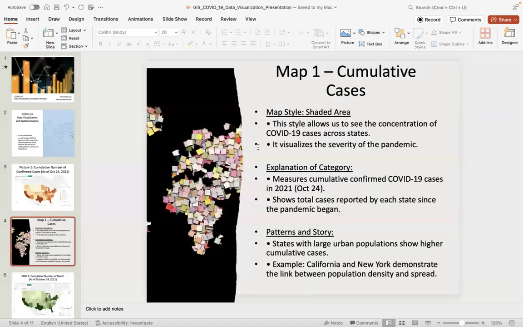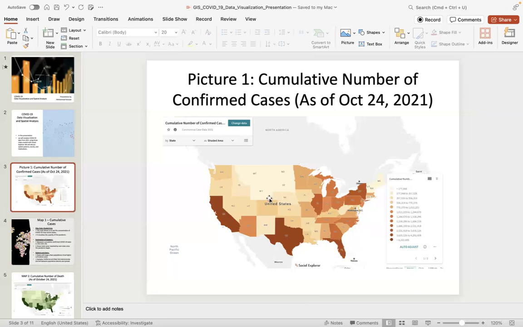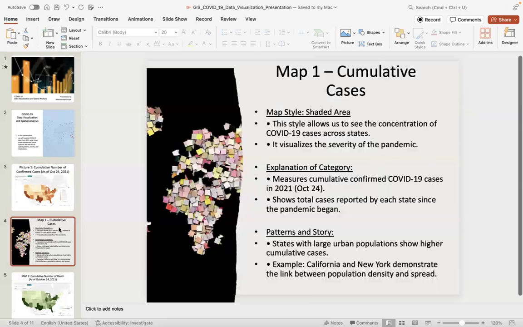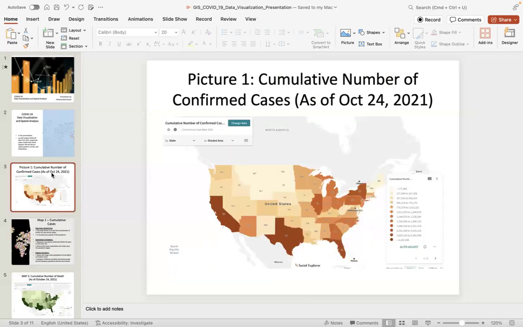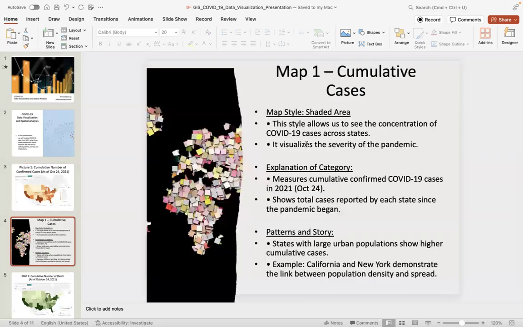So basically, for map one, I have chosen the shaded area pattern. Actually, the data from Social Explorer doesn't allow us to choose bubbles or other patterns. For this data, it only allows me to choose the shaded pattern. That's why I chose it. Also, I like this pattern because it clearly shows the data and it's easy to understand from my point of view. So let's discuss this one now.